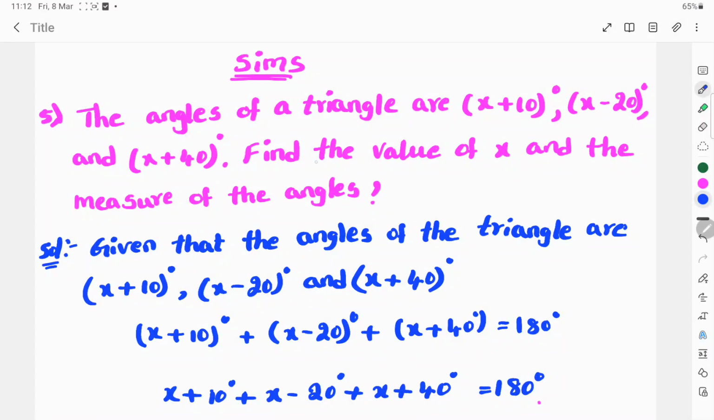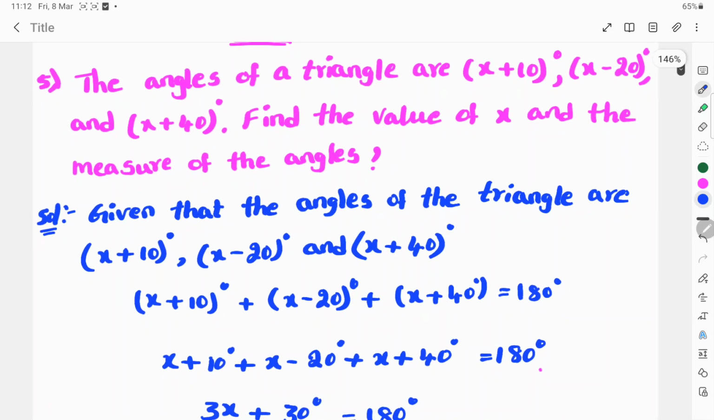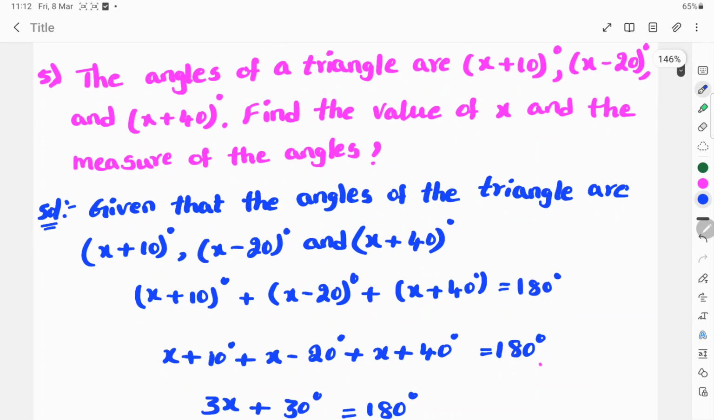Today's sum. The angles of a triangle are x plus 10 degrees, x minus 20 degrees, and x plus 40 degrees. Find the value of x and the measure of the angles. So, let's see the solution.